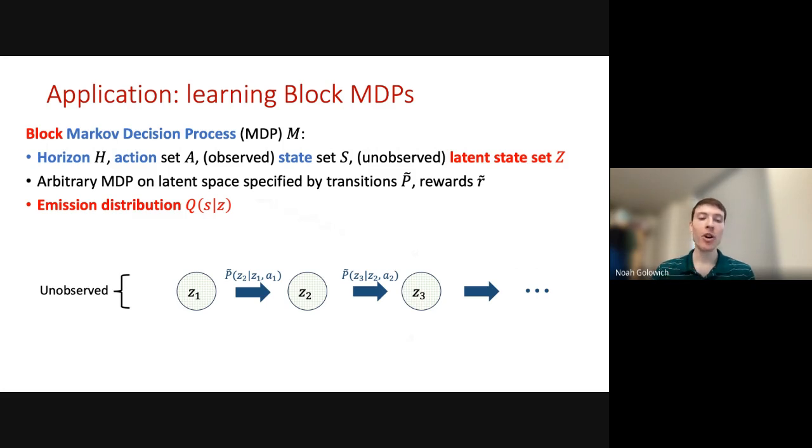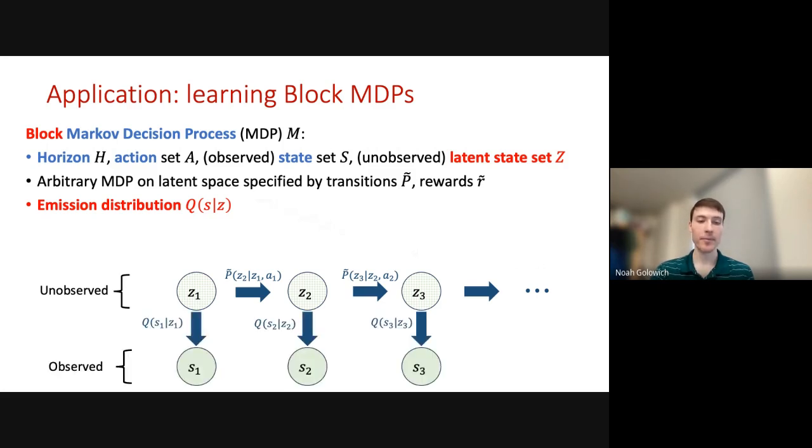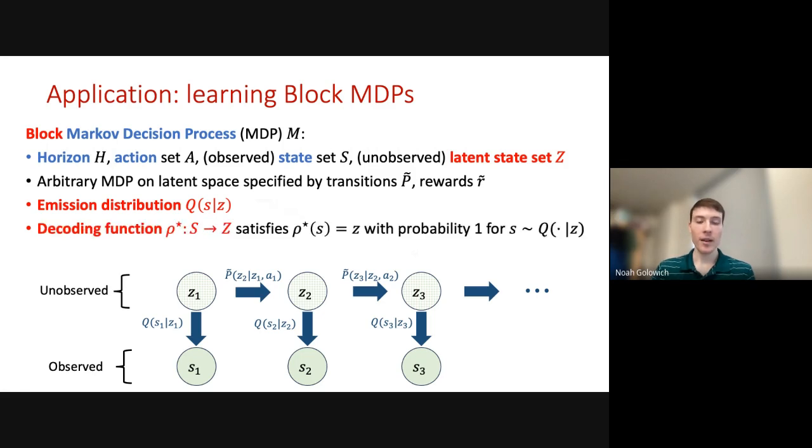Now, we don't actually observe the latent states directly. Instead, we observe states from the observed state space S, which are drawn according to some emission distribution Q of S given Z, which gives the probability of seeing state S, given that we're in some latent state Z.